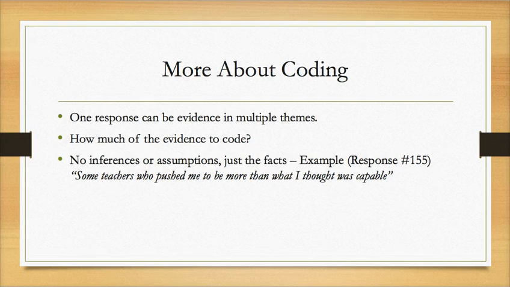And so in this case, response 155, some teachers who pushed me to be more than what I thought was capable, doesn't explicitly give a reason as to why that teacher entered the teaching profession. So my thought would be to leave that alone, and it doesn't actually become a reason because the reason is not explicitly stated and there's some inferencing or some assumptions that need to be drawn. So just be real careful about inferences and assumptions and code just what are the facts. If they don't say it, the evidence is not there. Okay.